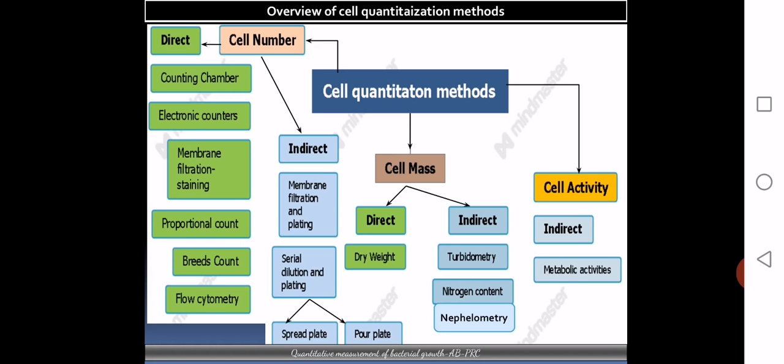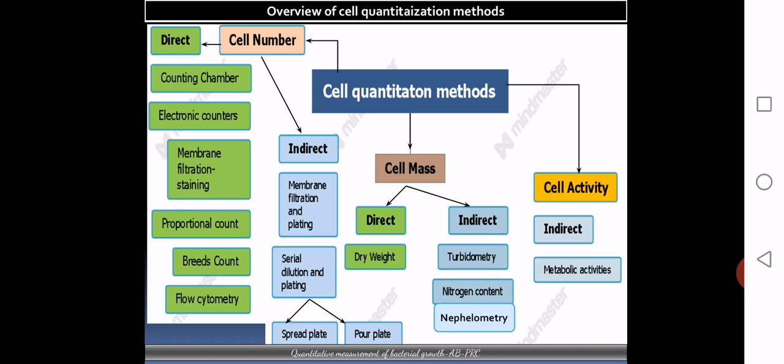So when you get a particular colony, or when you have 10 colonies, we will indirectly say that there are 10 bacteria in the original sample. That is the way we correlate the indirect methods to the number. So based on cell number, we have a number of methods in the direct concept, and also under indirect methods we have certain methods. In cell mass we have dry weight determination and other experiments. In cell activity also we have some experiments which are only in the indirect category.